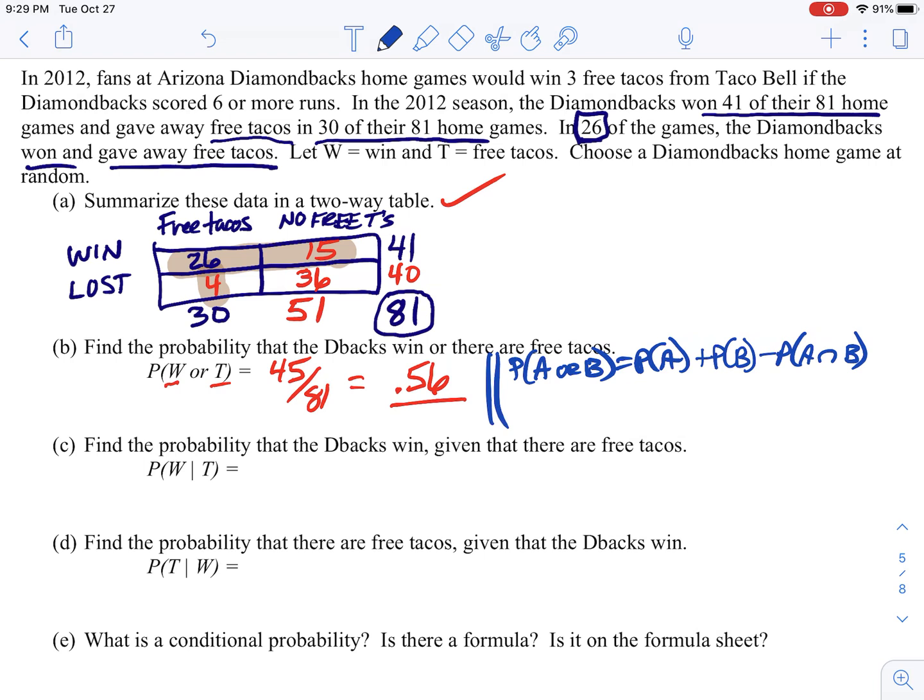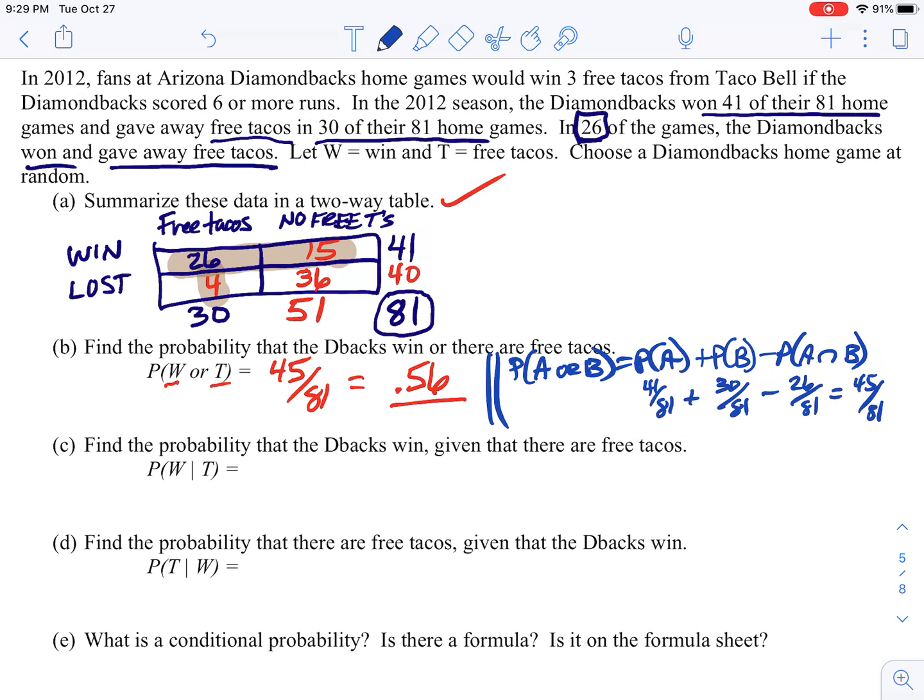The probability that they win a game is 41 out of 81. The probability that they get free tacos is 30 out of 81. But of course, if we just added those up, we've counted the 26 twice. So the 26 games that are both wins and free tacos are 26 out of 81. And you'll find out you'll get exactly the same answer if you want to go to the trouble of following a formula, which is totally fine. You can do a formula, and you get the same answer either way.